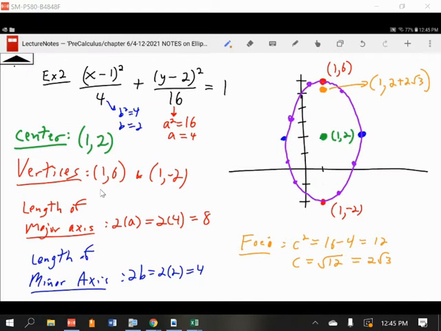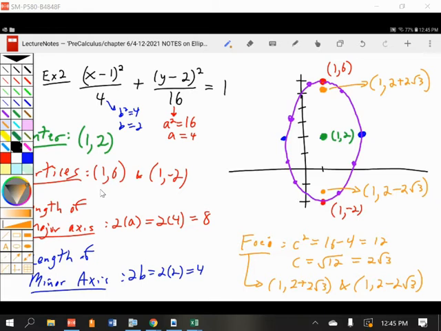1, 2, 3. 16 minus 4 is 12, right? Almost seems bigger than I thought it was going to be, but that's okay. So notice this foci is 1 comma 2 minus 2 radical 3. Those are the foci: 1 comma 2 plus 2 radical 3 and 1 comma 2 minus 2 radical 3.